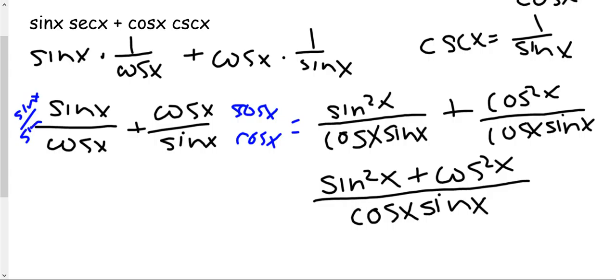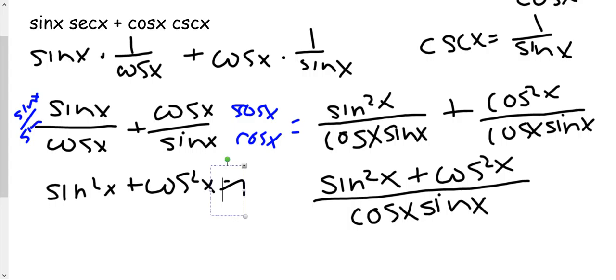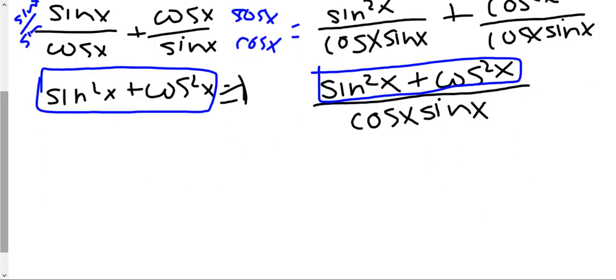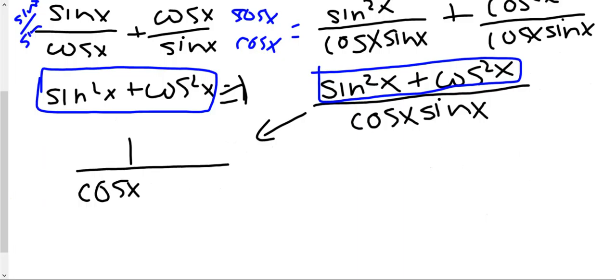Now when I see that sine squared x, cosine squared x, I'm immediately drawn to my Pythagorean identities, because I know that sine squared x plus cosine squared x is equal to 1. So I'm going to take this identity, see that it's right here, and make that substitution of 1. So now I can rewrite this so that I have 1 over cosine x sine x.